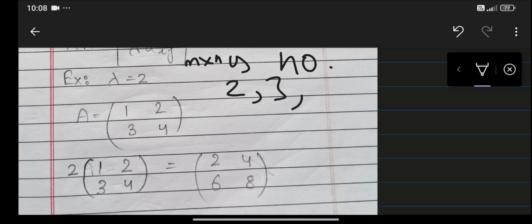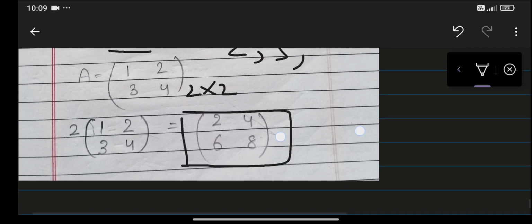So let's say we have a 2 cross 2 matrix, 1, 2, 3, 4, and we have a scalar lambda equal to 2. So when we say we are multiplying 2 to that matrix, it means 2 into 1, 2 into 2, 2 into 3, and 2 into 4. All the four elements of that matrix get multiplied by that scalar 2. So we get 2, 4, 6, 8 as the resultant matrix after multiplication by that scalar, right?